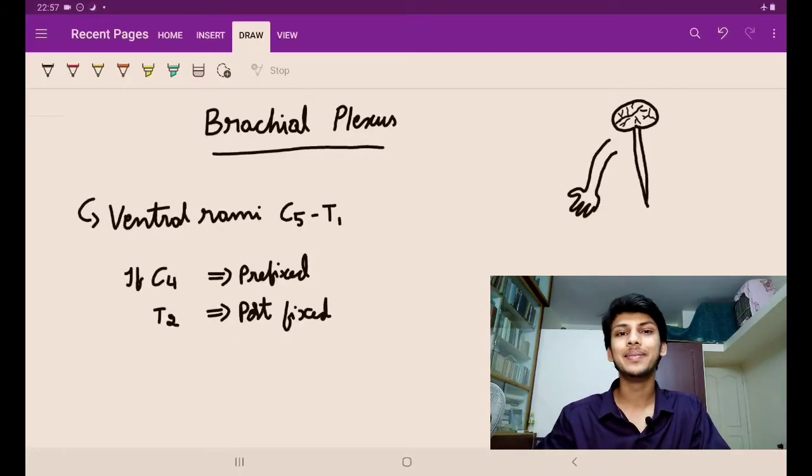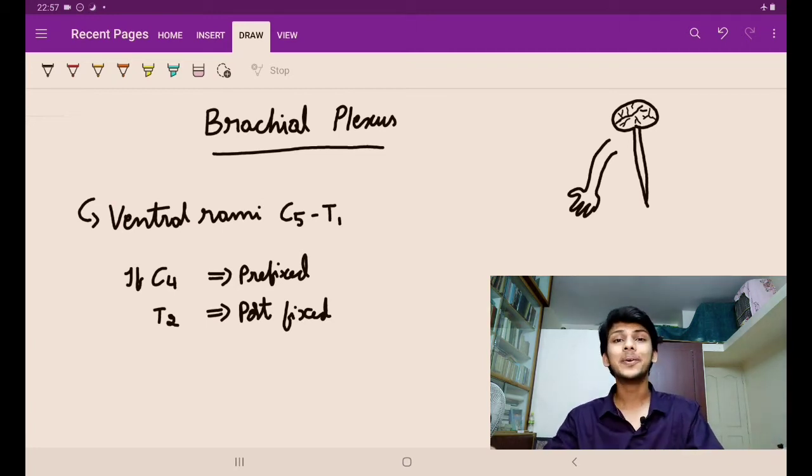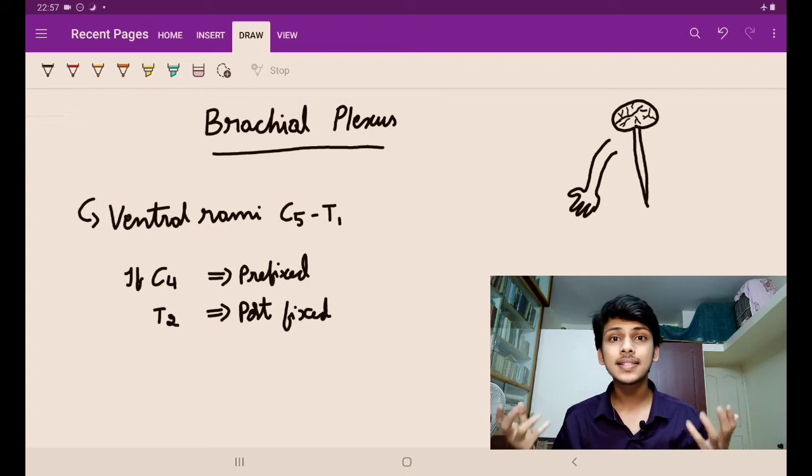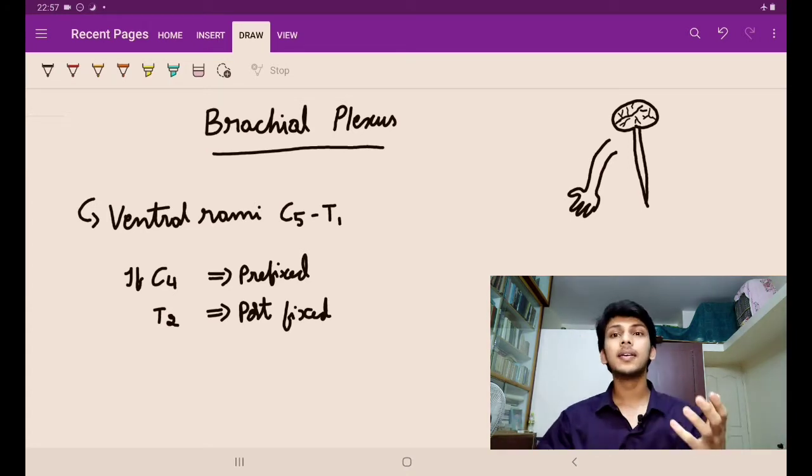This is Ulas. Today we'll be studying the brachial plexus. Okay guys, let's get started. What do we mean by brachial plexus? Brachial is related to the arm. So what do we mean by plexus? Plexus is a network. So guys, you know that, right?